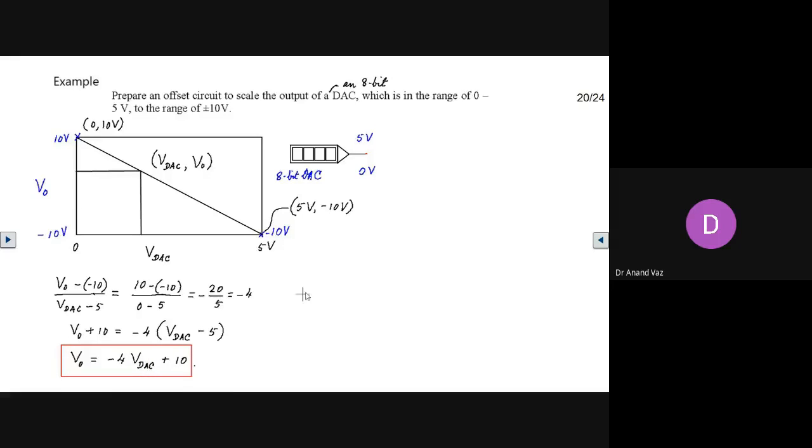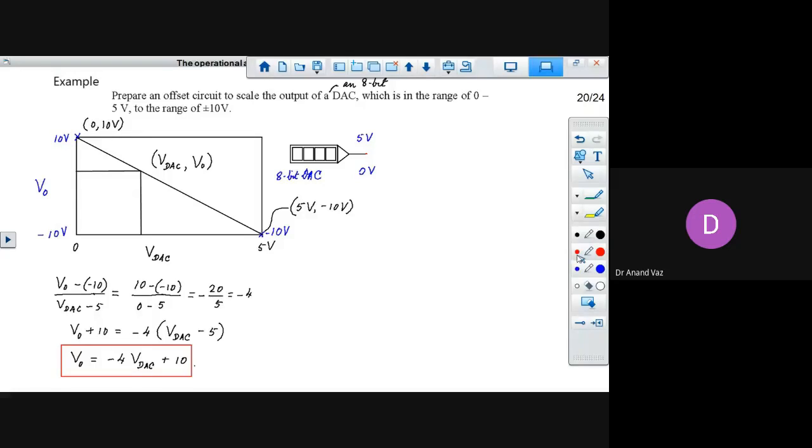This expression is what we have to implement. Let us say that we try it out using the operational amplifier circuit. So naturally we can make use of addition. So we have two inputs here. One input is your DAC. Okay. So we can have a circuit like this.